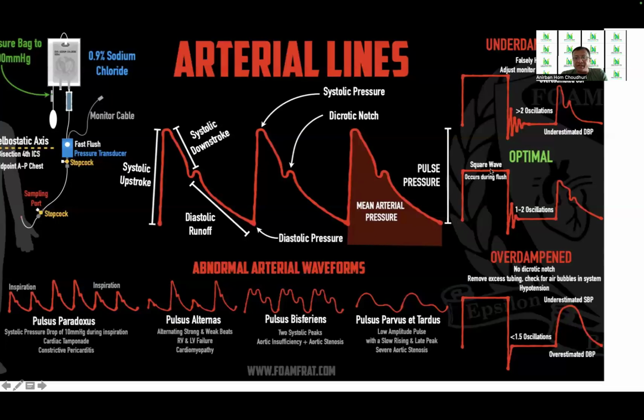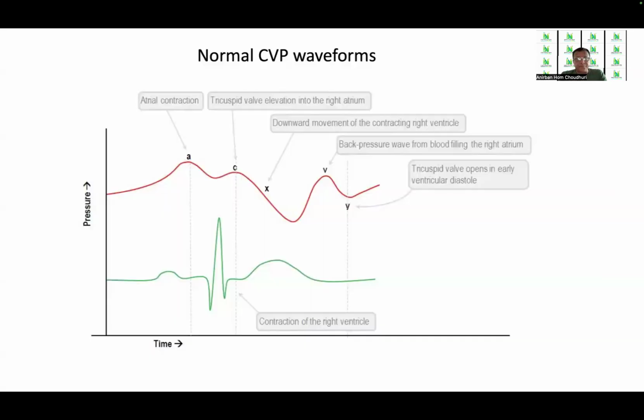So overall, when you see an arterial line, you can quickly do a fast flush test and see whether the system is optimally damped, underdamped or overdamped, and look into the various waveforms and their characteristics to make a guess on the underlying condition the patient might have. In addition to the pulses I mentioned, there is one called pulsus parvus et tardus, which is a low amplitude pulse with a slow rise and a late peak.